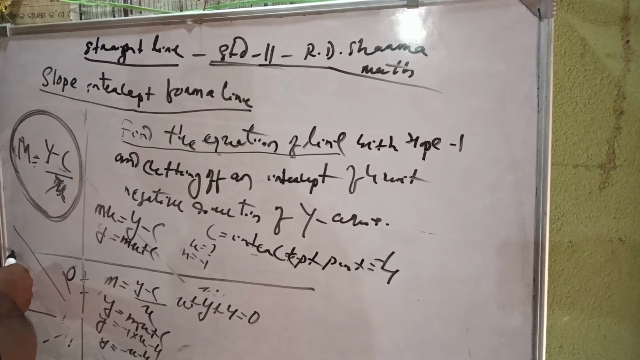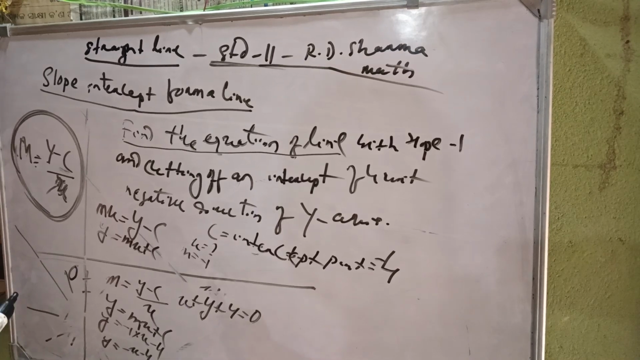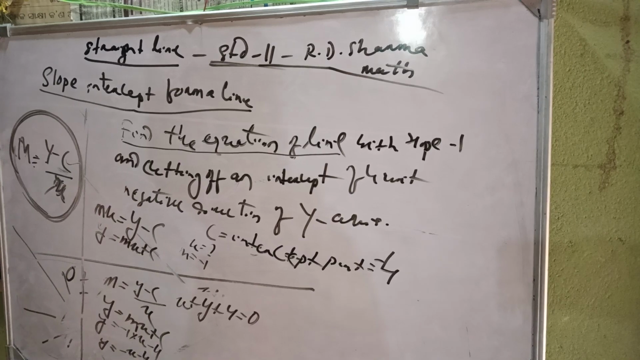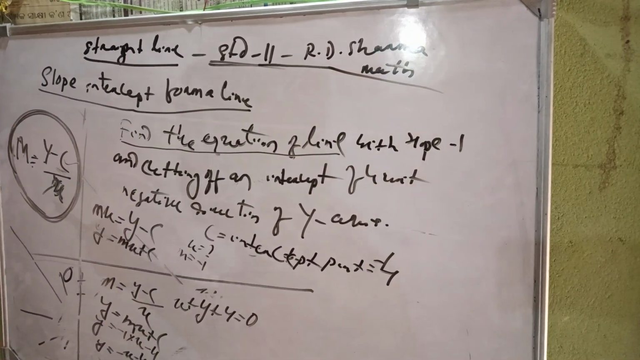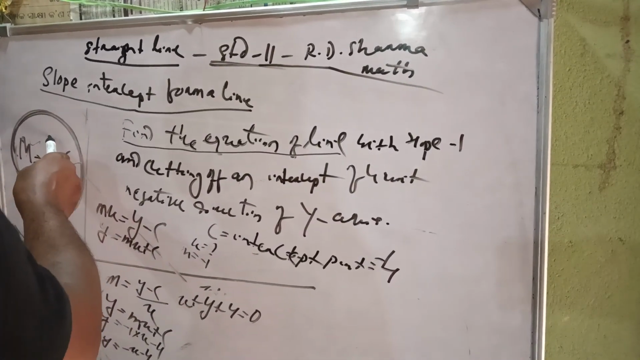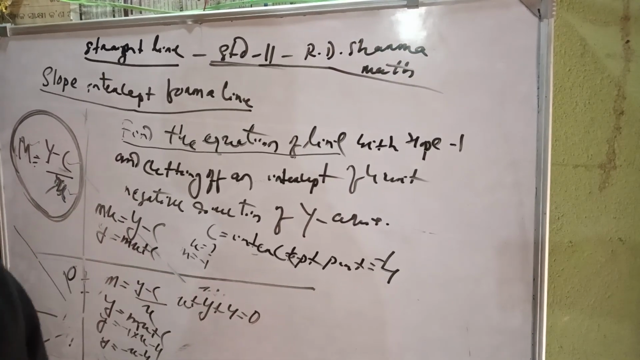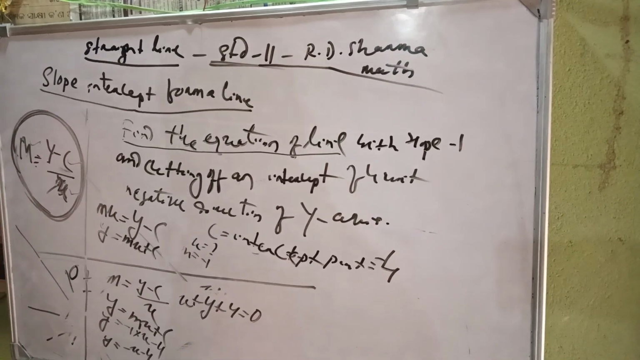If now the question is given to find out, what do you mean by C? Slope intercept point. What do you mean by M? So what will be your y? X. Okay. Now you can understand properly the concept of it.